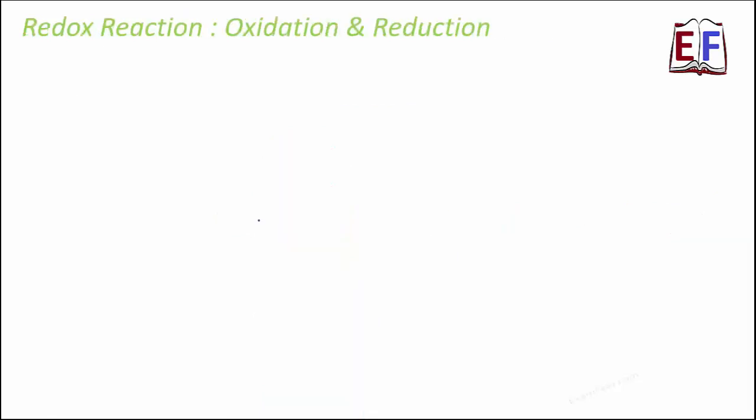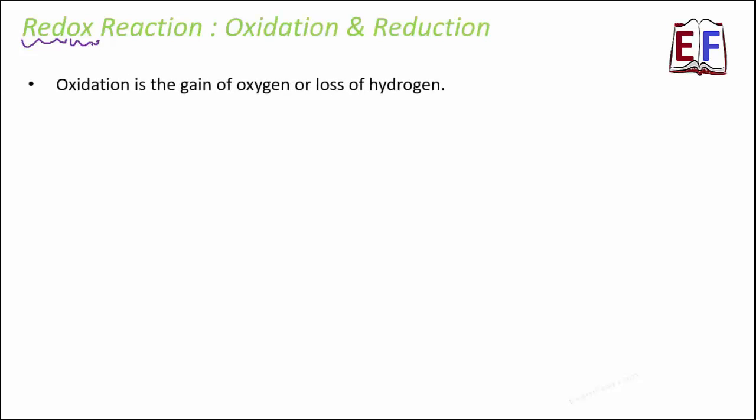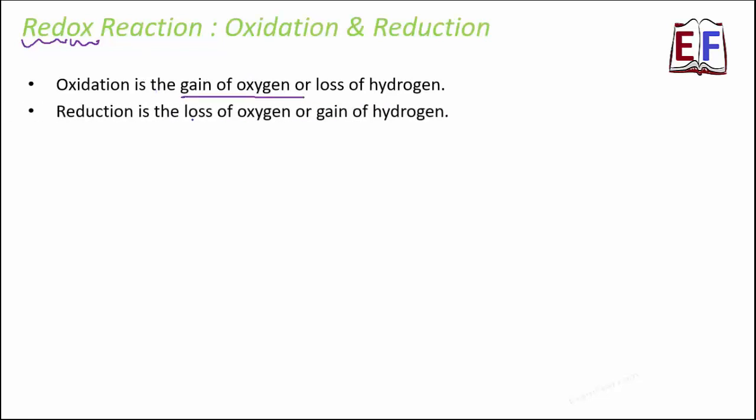The next reaction that we want to discuss is redox reaction. Redox, reduction, oxidation. So what is reduction and what is oxidation? So oxidation, as the name suggests, that means oxygen is getting added, that is gain of oxygen. Reduction, that means loss of oxygen. Very simple to remember. Oxidation is gain of oxygen, reduction is loss of oxygen. Now if you have to explain it in terms of hydrogen, so gain of oxygen actually means loss of hydrogen.